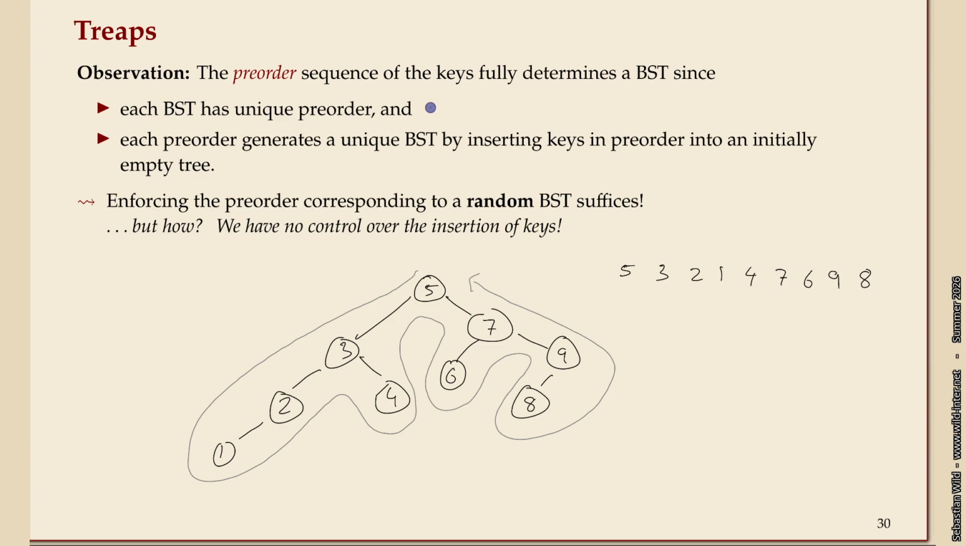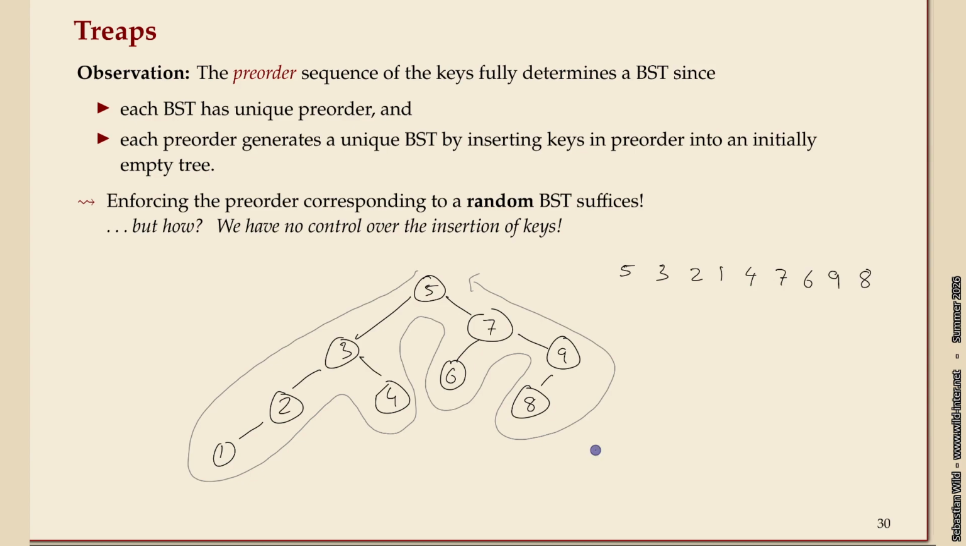Also, the other way around, the pre-order is unique given a tree. I've just shown you an algorithm to compute it. So if I can somehow enforce that the pre-order of a tree is as in a random binary search tree, then I've enforced a random shape of the binary search tree. Okay? So in a way, this is all we need to do, but it seems unclear how to do that.